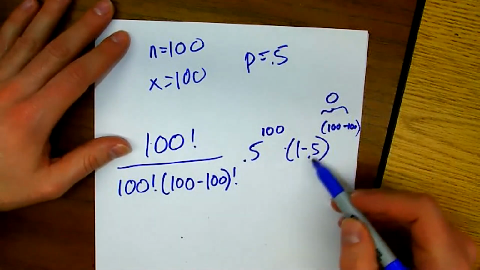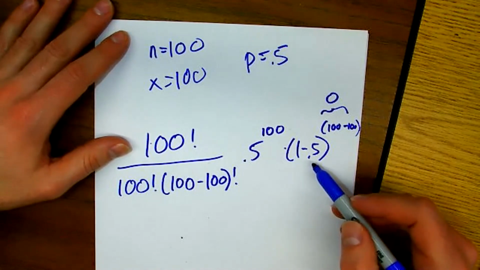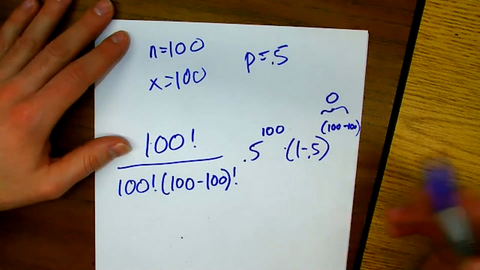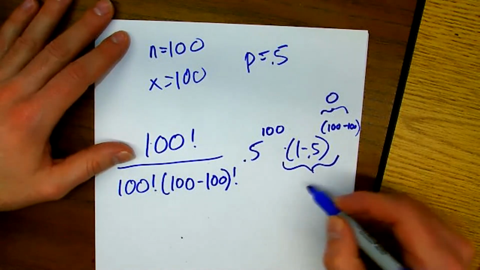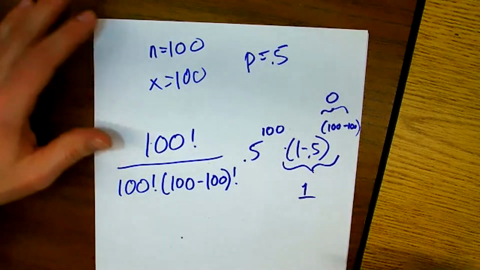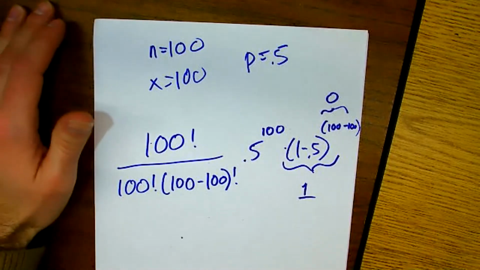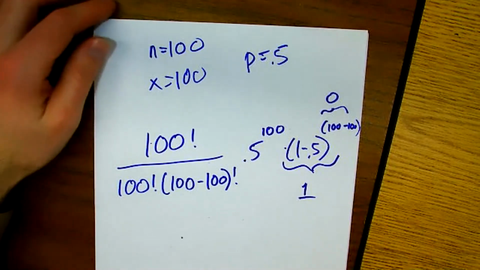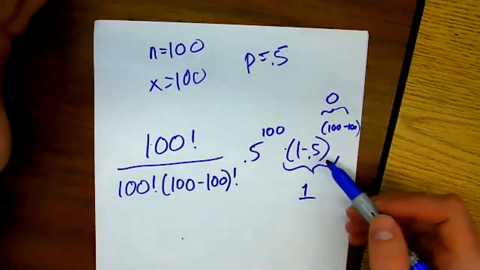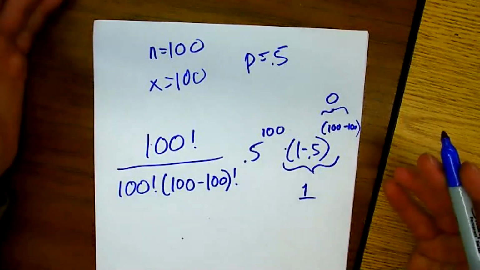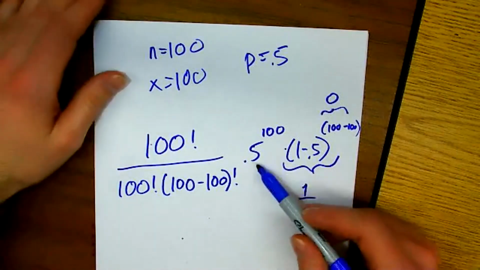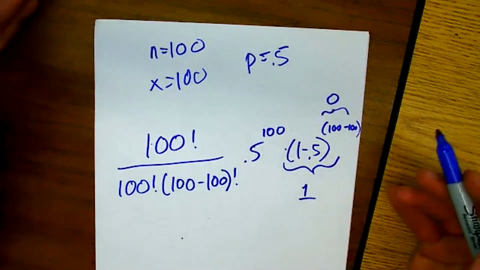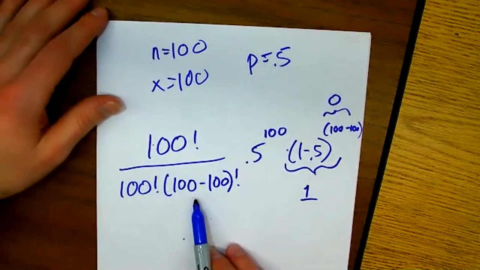Anything to the 0 power is what value? Do you remember this? Anything to the 0 power is actually just 1. 5 to the 0 power, 105 to the 0 power, they're all just 1, right? So that part we can kind of ignore, because if we multiply anything by 1, it's the same value. This will be something, 0.5 to the 100 will be something, but what happens over here?